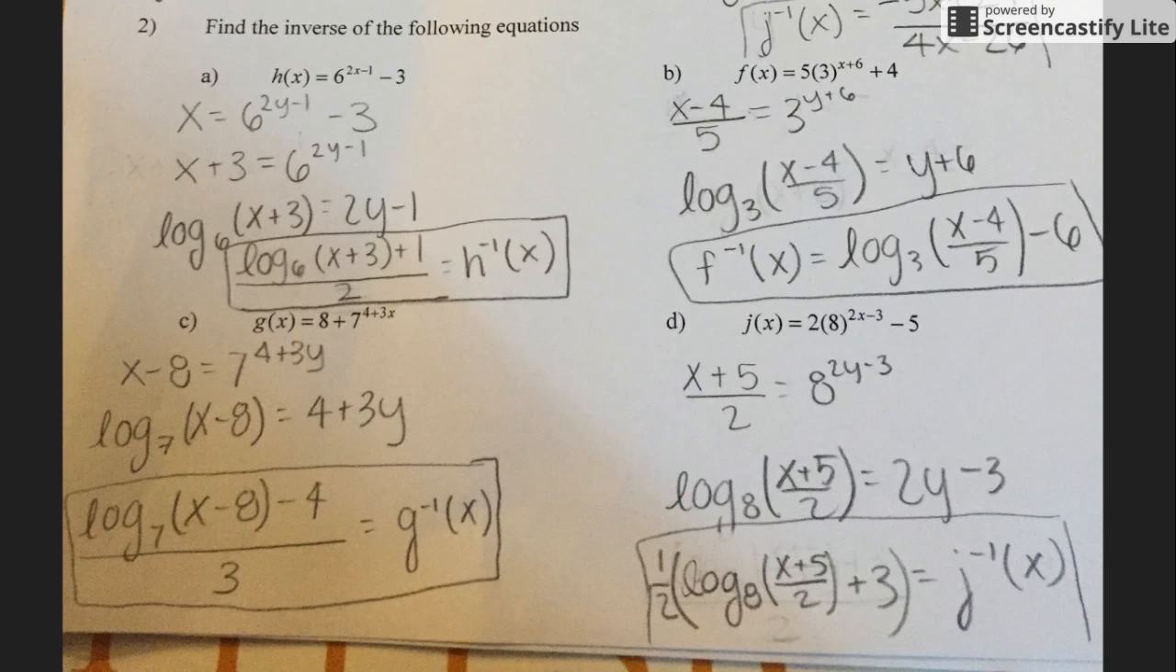So instead, you would just multiply the log 8 of x plus 5 over 2 plus 3 all by 1/2, which is the same as dividing it by 2, essentially. And then, of course, change the notation. That's one of the most important things. You have to change the y to j to the negative 1 times x.